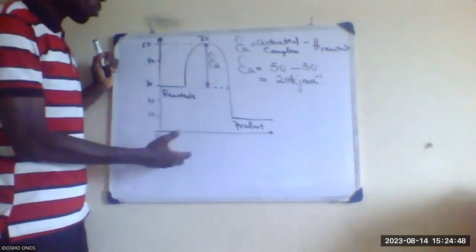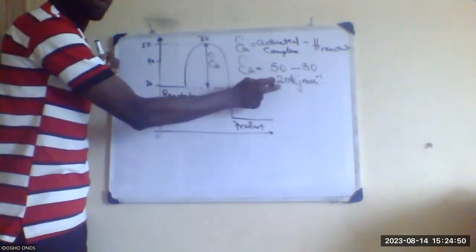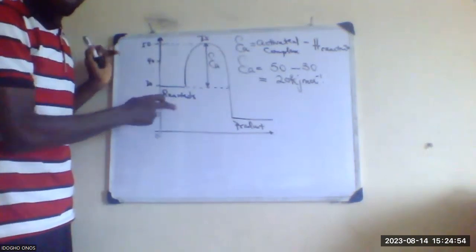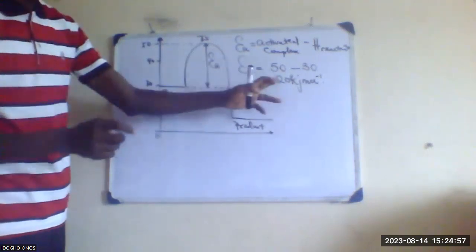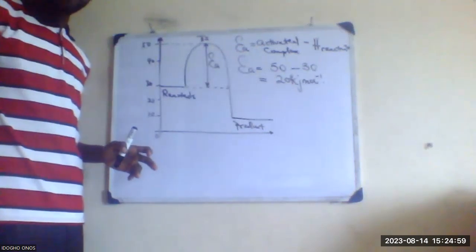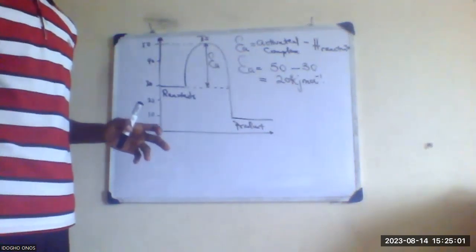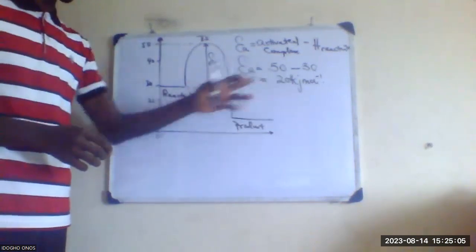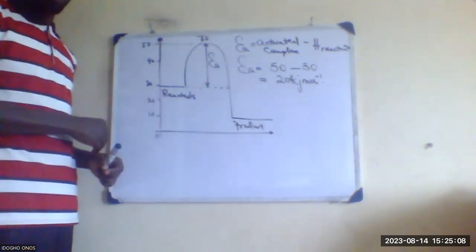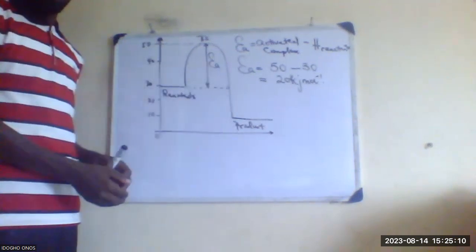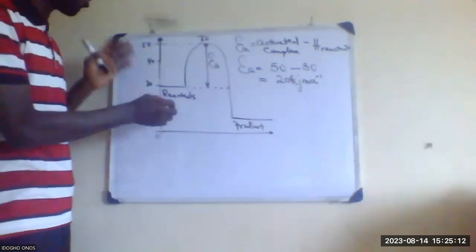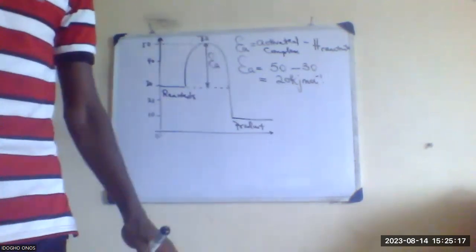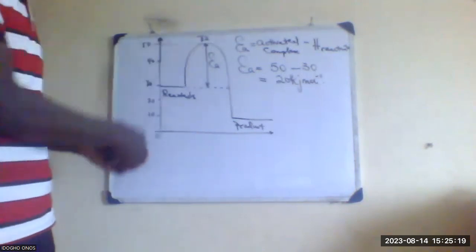If the colliding particles have energy less than the activation energy, for example, some of them have 10, 15, while some have 30. Those particles with 30, greater than 20, will collide and form a product, while those with less than 20 will still remain as reactants. They will not form the product because the particles don't have enough energy to break this barrier. So that is what we mean by activation energy and collision theory.